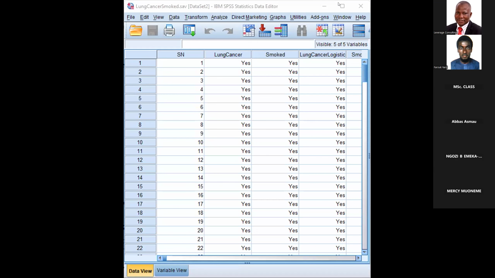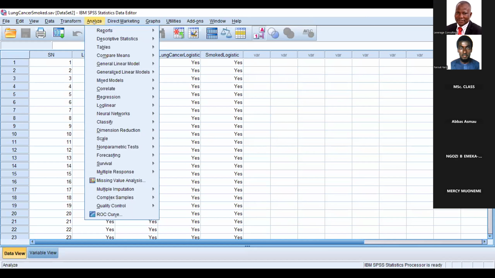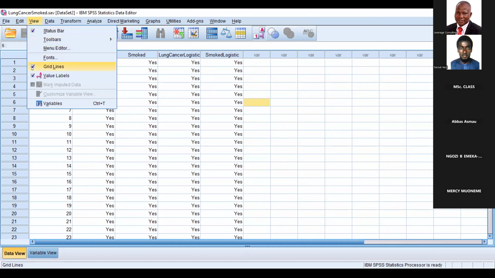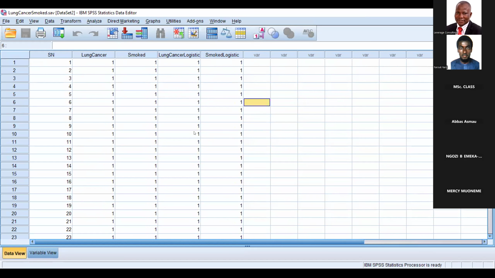Go to it, the same way we did the other time, the way you enter it. This one you are seeing, yes, yes, yes, no. If you go to View, you go to Value Labels, click on it. It's 1, 1, 2 you'll be seeing there. I don't like it with yes, yes, I prefer it like this. It depends on what you want.